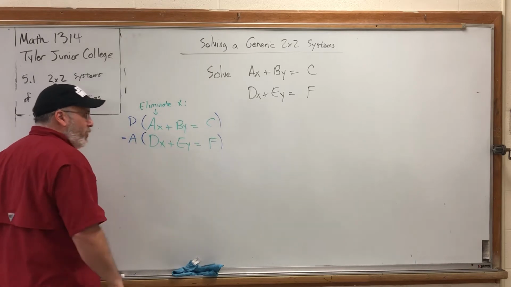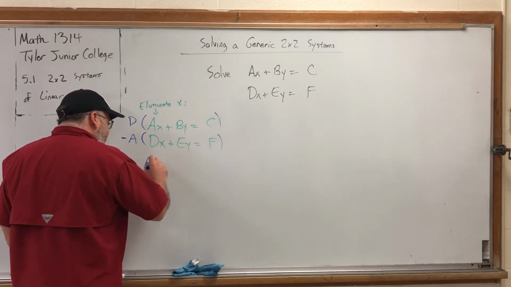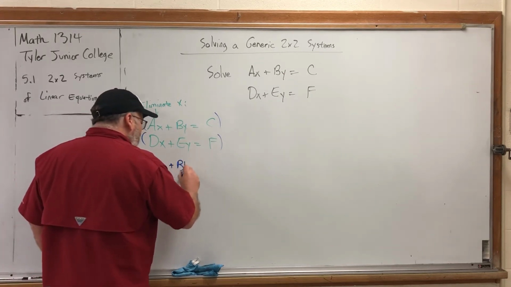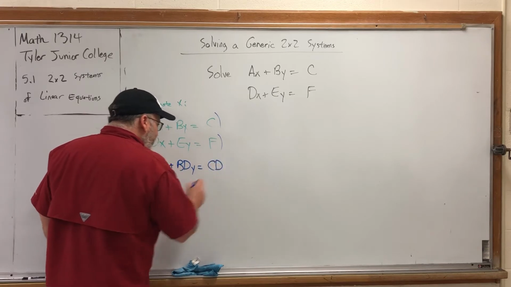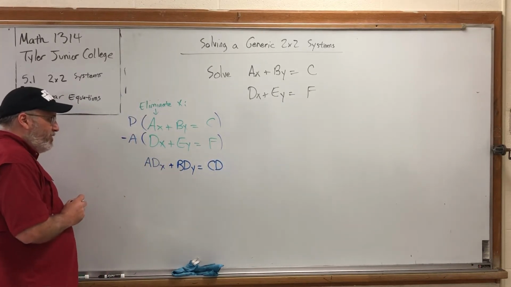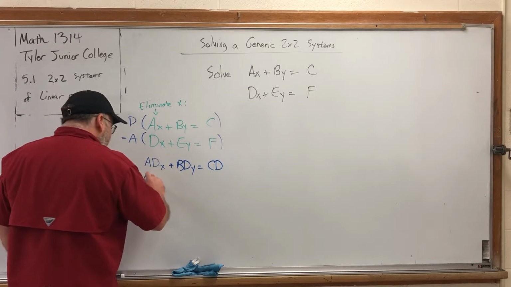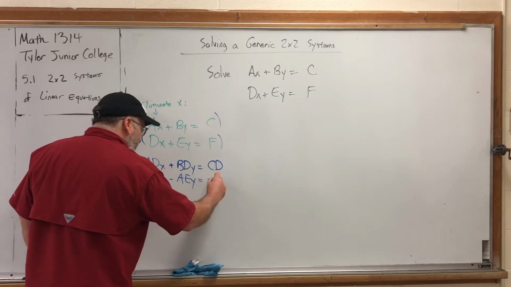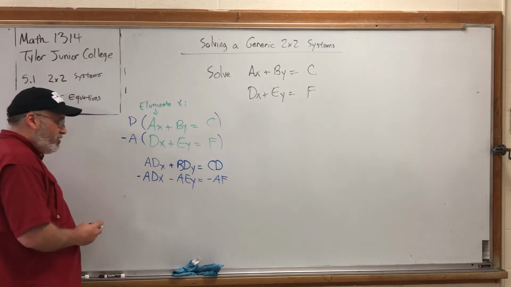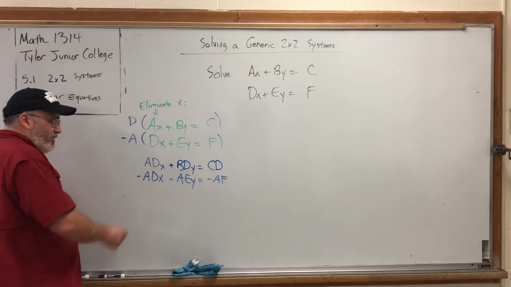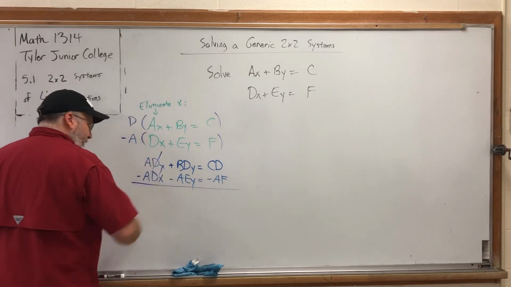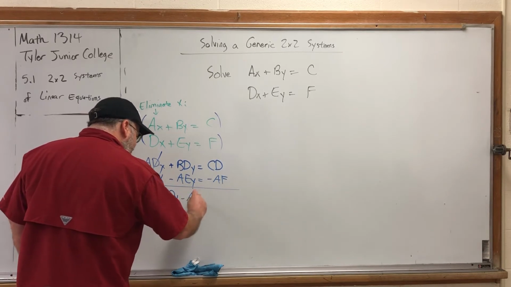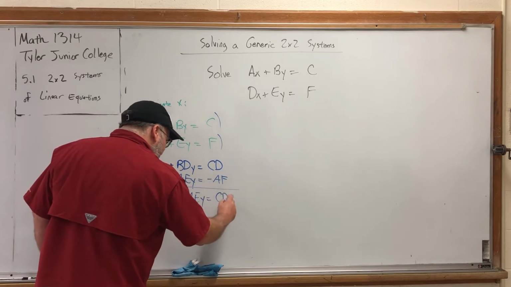If we multiply the top equation by d, we get adx, I like putting my letters in alphabetical order, plus bdy is equal to cd. If we multiply the bottom equation by negative a, we get negative adx minus aey equals negative af. And remember, we just set up an elimination, an opposite pair for the x's. The x's cancel. On the y's, we get bdy minus aey is equal to cd minus af.